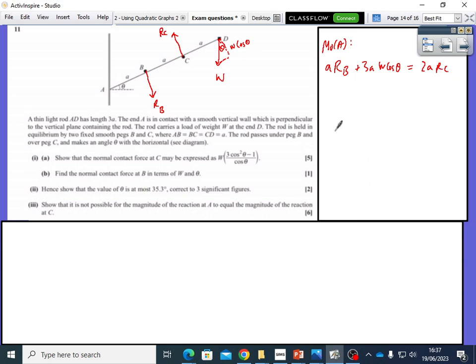Okay, so we've got the moment there. What we could do here is just get rid of the A's all the way through, so you could say RB plus 3W cos theta equals 2 RC. Okay, now let's take this one. Let's look at it vertically.